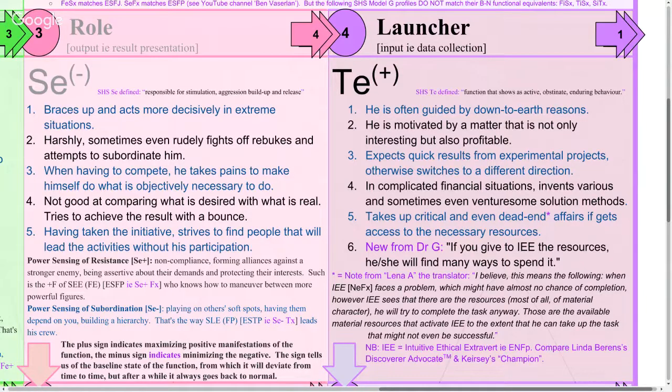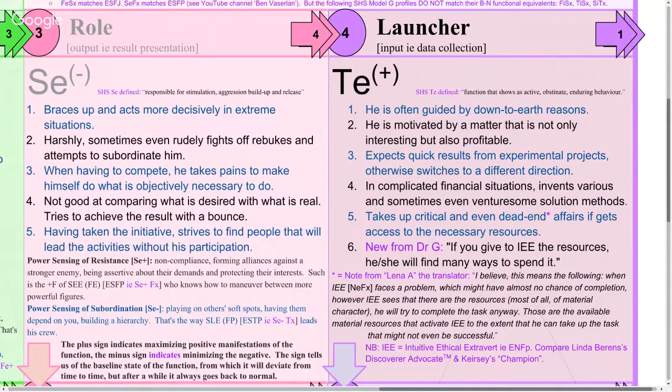Launcher position, i.e. data collection, TE+. TE defined, the function that shows us active, obstinate, enduring behavior. 1, he is guided by down-to-earth reasons. 2, he is motivated by a matter that is not only interesting but also profitable. 3, expects quick results from experimental projects, otherwise switches to a different direction. 4, in complicated financial situations, invents various and sometimes even venturesome solution methods. 5, takes up critical and even dead-end affairs if gets access to the necessary resources.